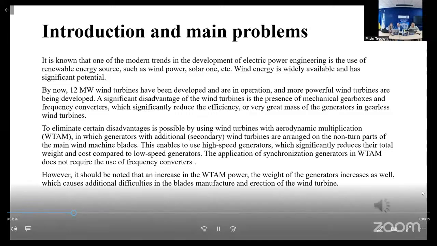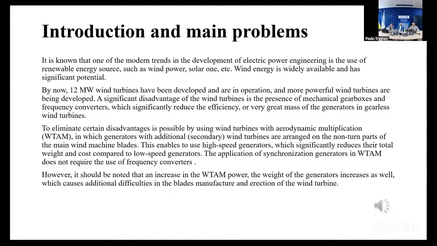This enables the use of high-speed generators, which significantly reduce their total weight and cost compared to lower-speed generators. The application of a synchronous generator in WTAM does not require the use of a frequency converter. However, it should be noted that with an increase in the WTAM power, the weight of generators increases as well.